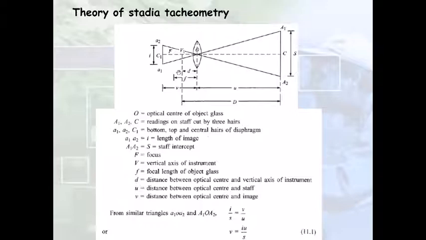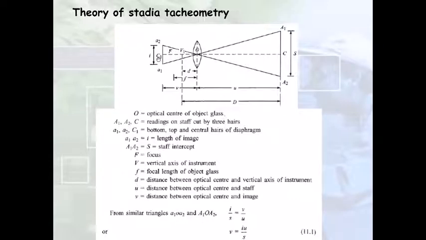So, the theory of stadia tacheometry. If you see this figure, V1 is the vertical axis of the instrument. This point O is the optical center of the object glass, and your eyepiece is somewhere over here. This is where your image forms, which is equal to I. We have O, the optical center of the object glass, like we discussed. A1, A2, C are the readings on the staff cut by the three hairs.